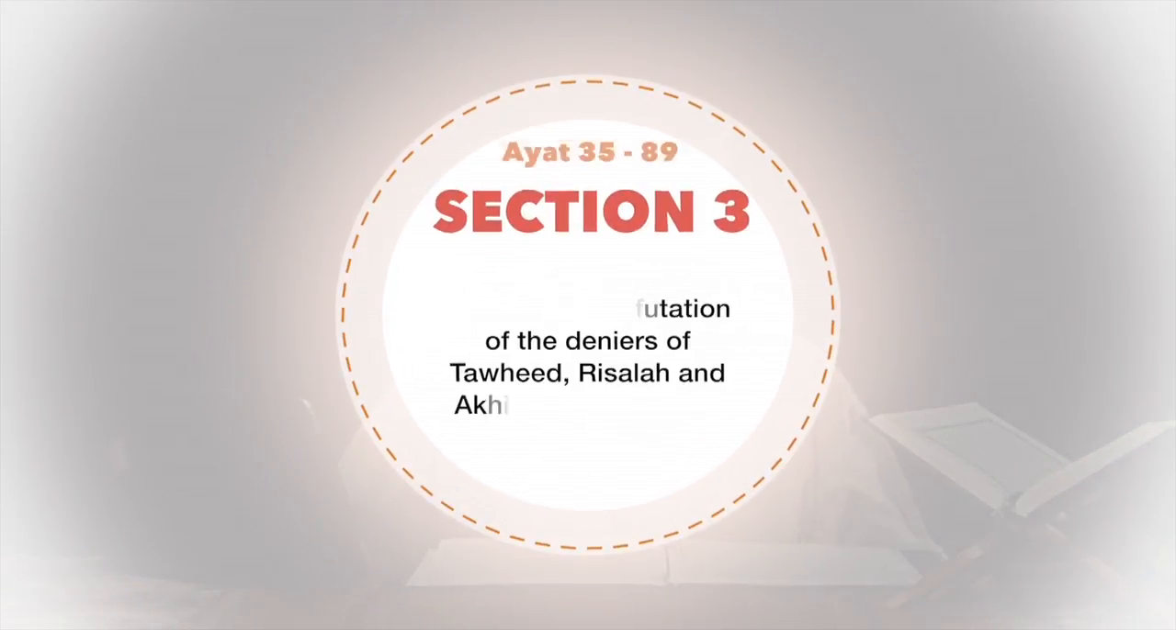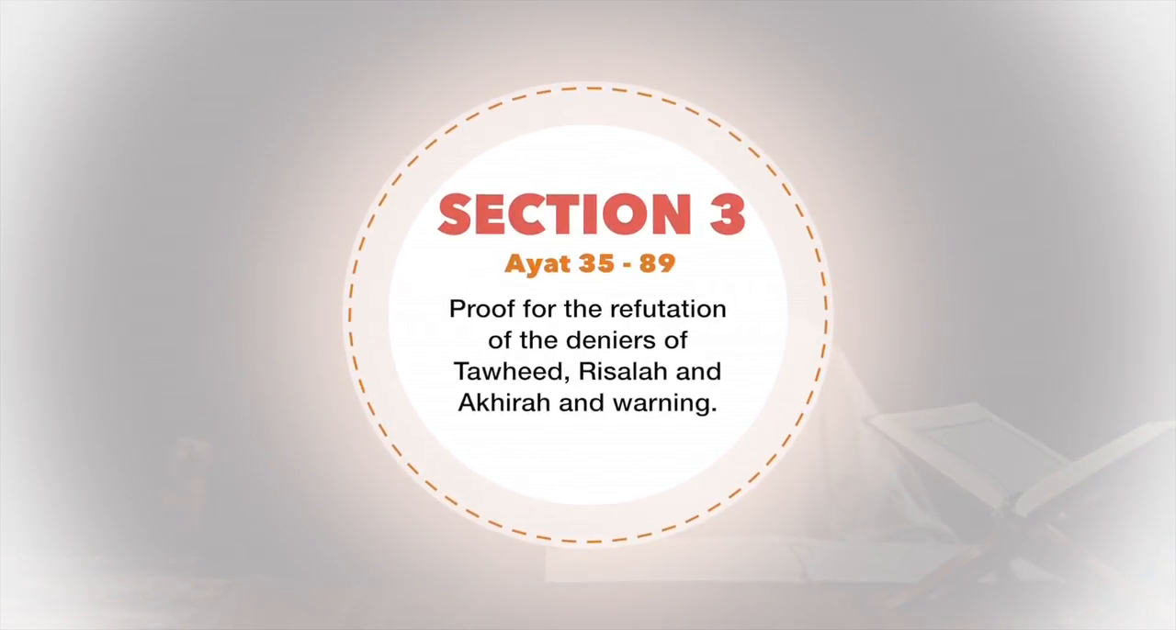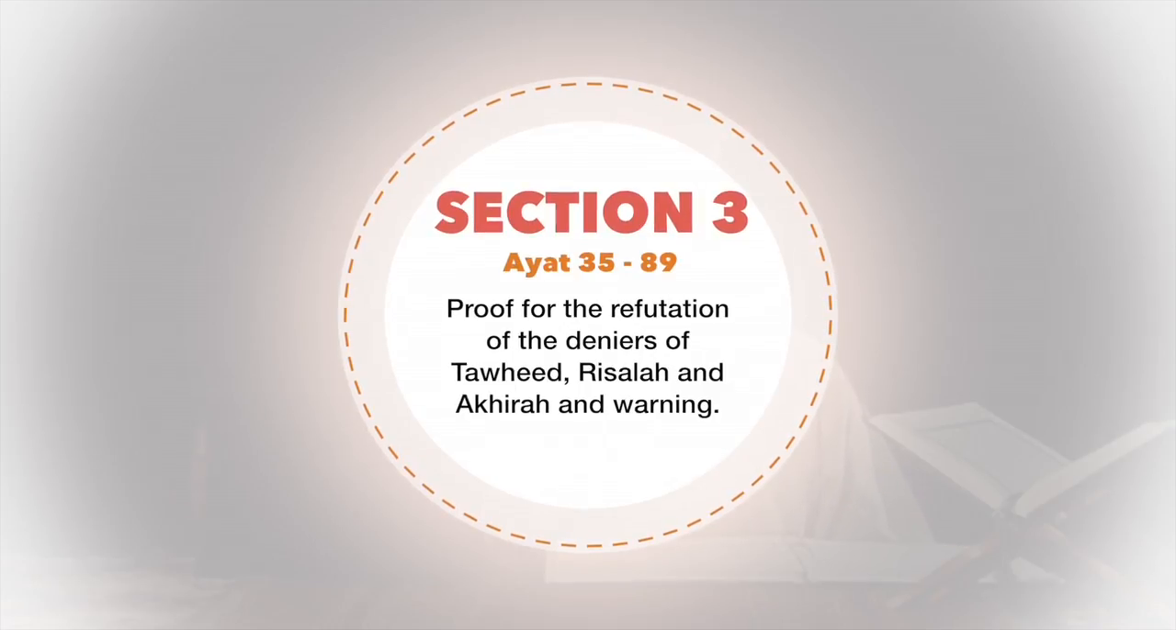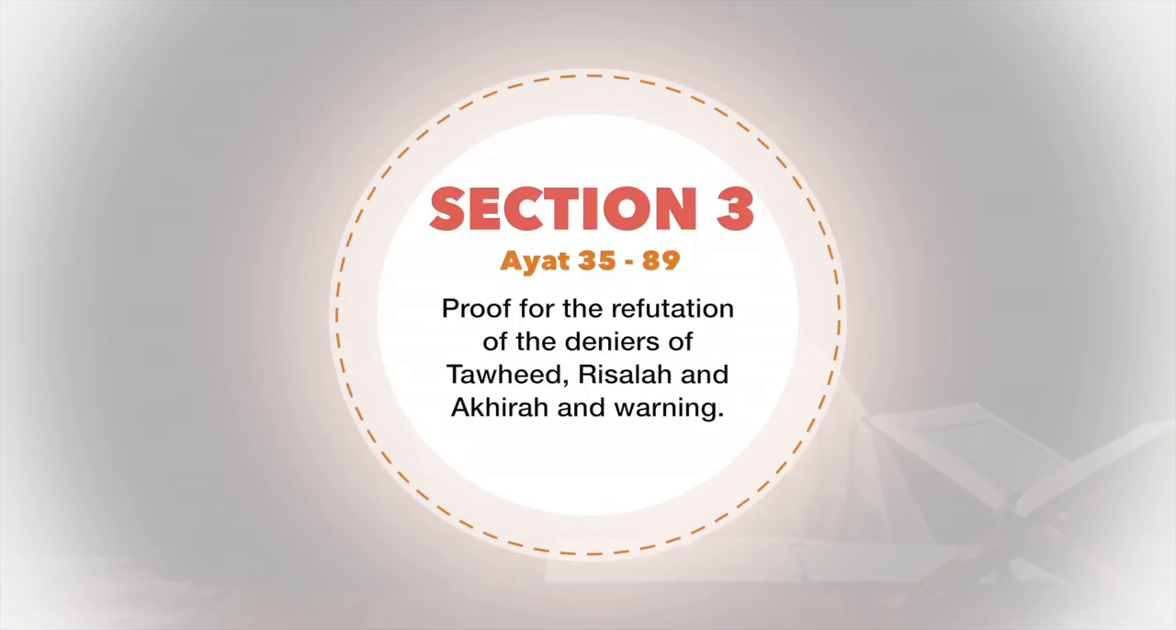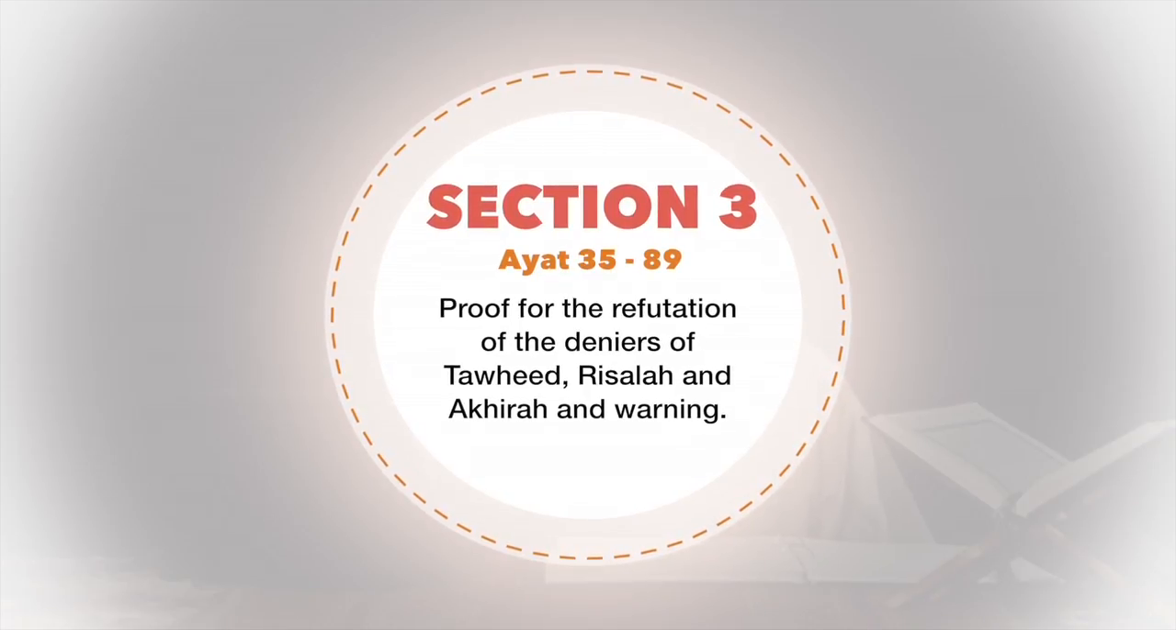Let's go to the next section. It is a very long section. I will summarize the section instead of going through it ayah by ayah. Section 3, 35 ayat, ayah 35 to 89. Let's just have a look at some of the points here. This is proof for the refutation of the deniers of Tawheed, Risala and Akhirah, and a warning to them. So there are different ayat given here.